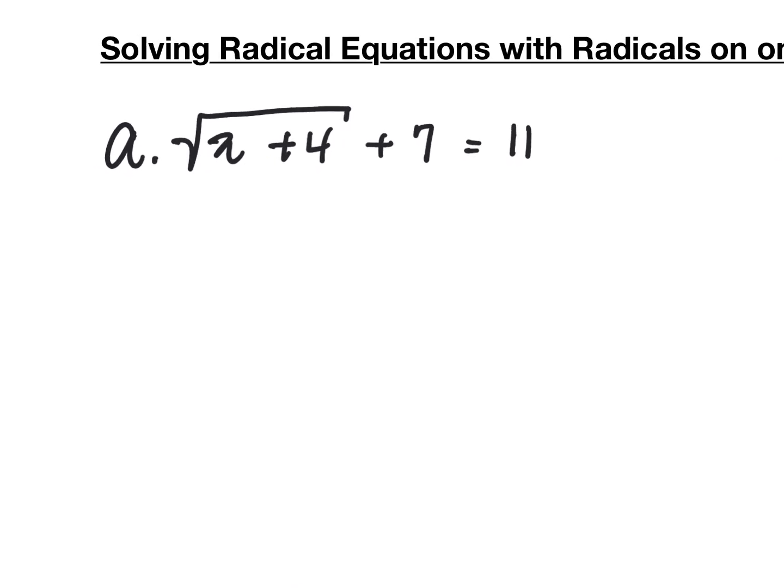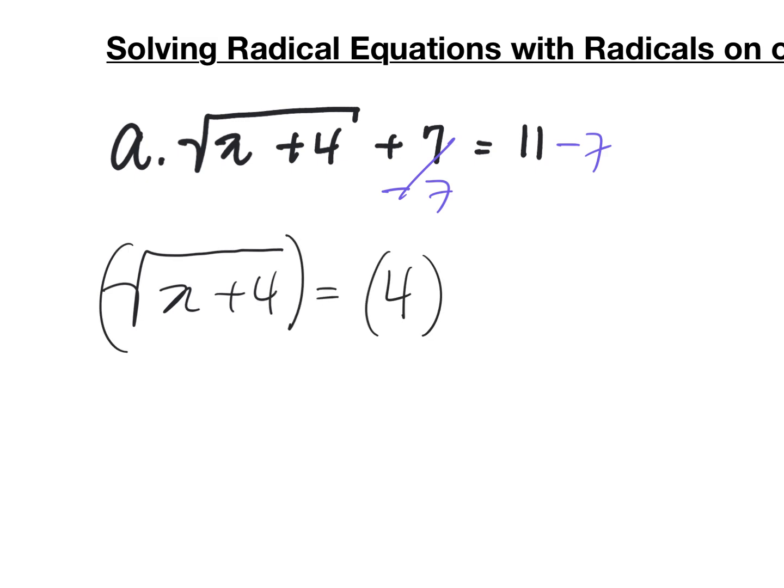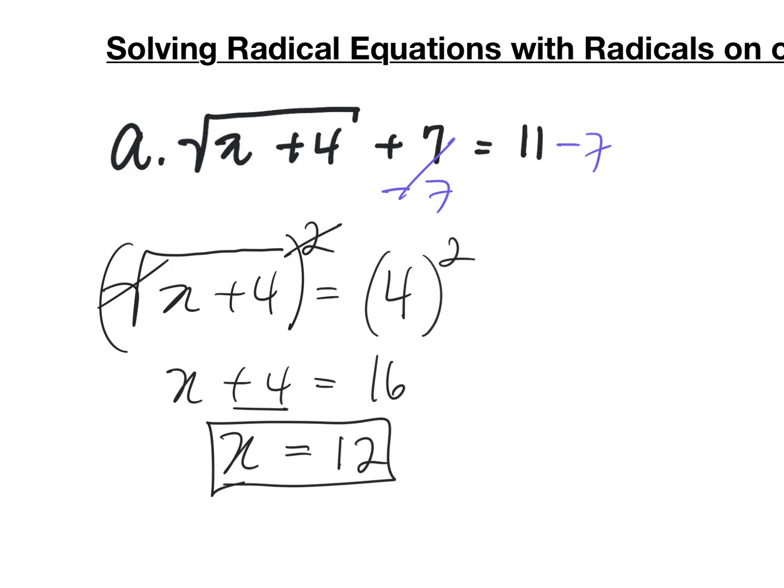Solving radical equations with radicals on one side. Let's look at letter A. The very first thing we're going to do here is to subtract 7 on each side. What is left is just the square root of x plus 4 is equal to 4. Now we're going to raise both sides to square. So x plus 4 is equal to 4 squared, which is 16. Then we're going to transpose 4 to the other side. That's going to give you 16 minus 4, and x is equal to 12.